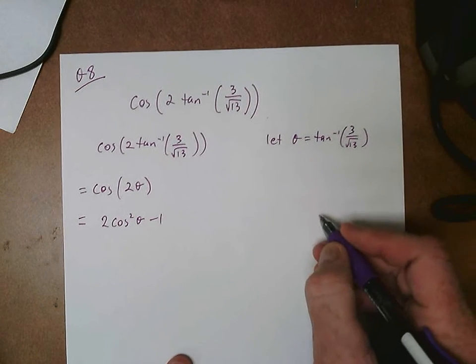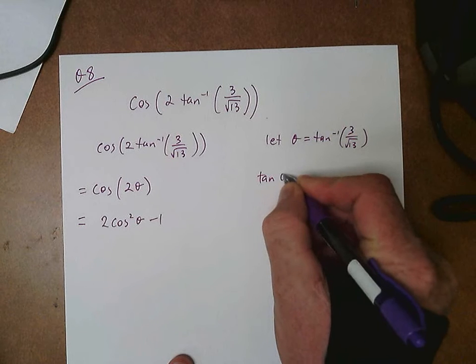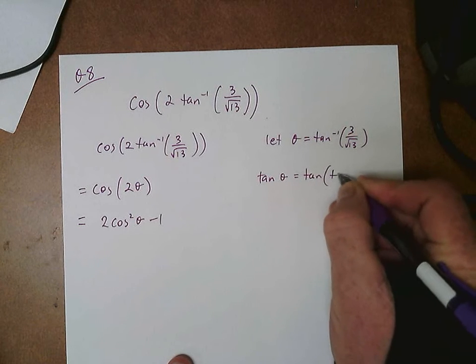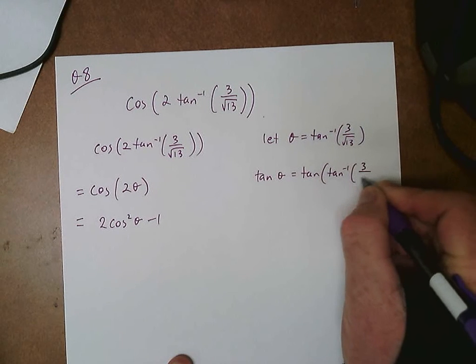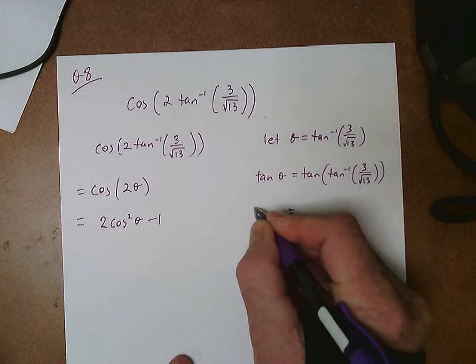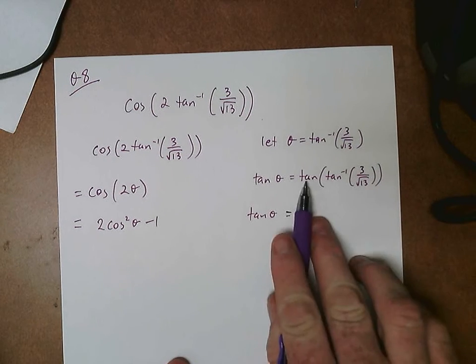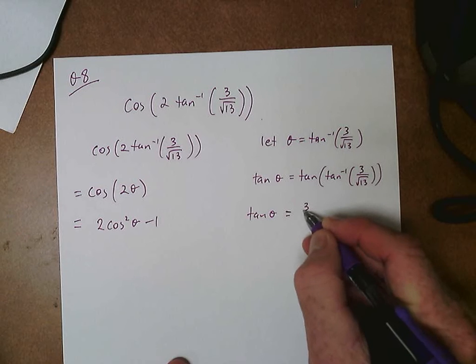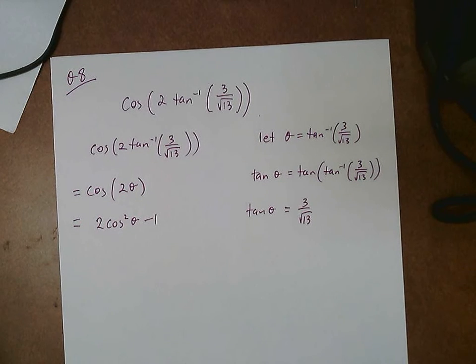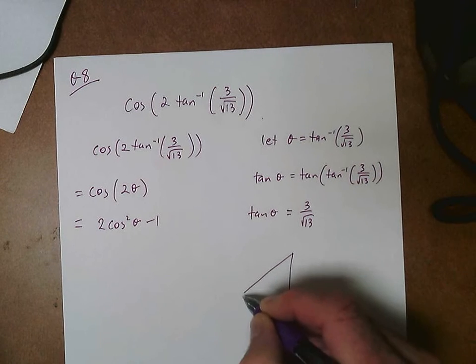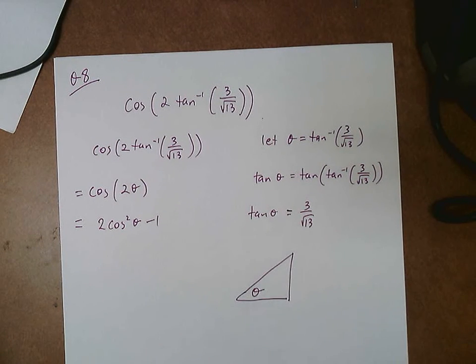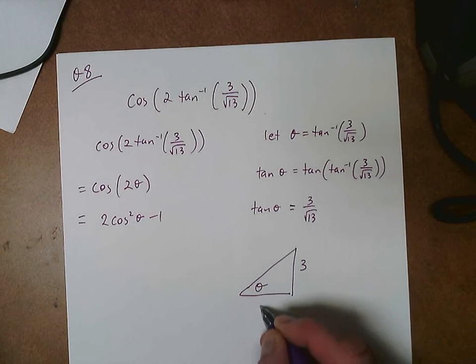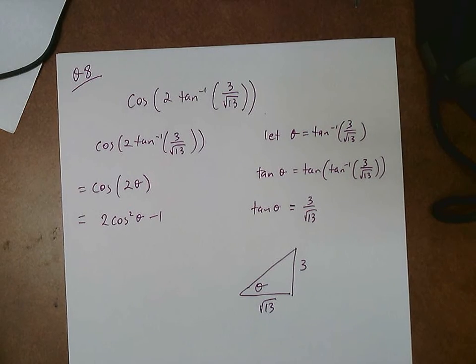So going back over here, if we take the tan of both sides, we get tan theta equals tan of inverse tan of 3 over root 13 is this here. So essentially we're just taking the inputs and outputs and swapping them, because inverse tan and tan are of course inverse operations. They're inverse functions. So if we let theta be this angle here, and we're told tan theta is 3 over root 13, then the triangle must be set up this way.